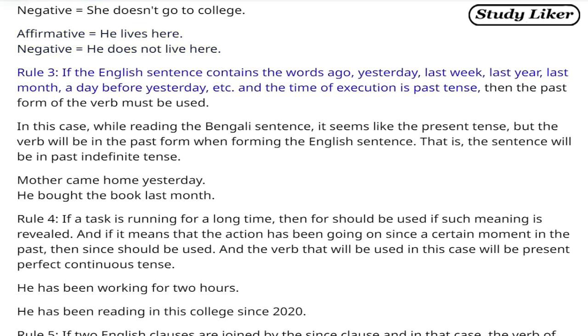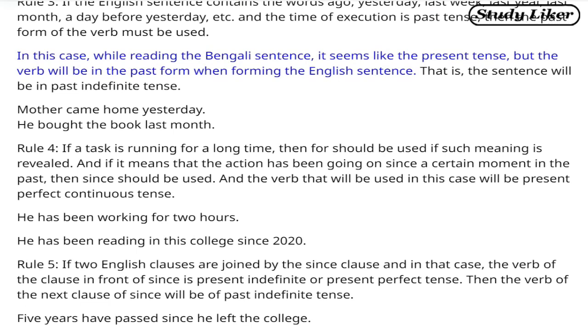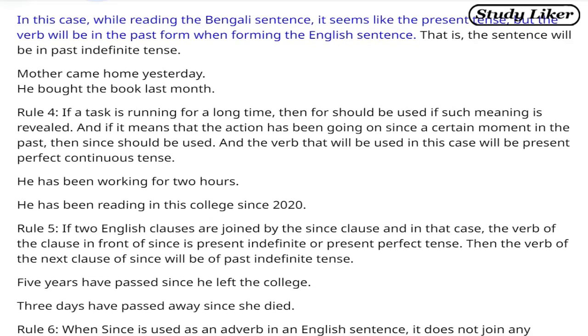Rule 3. If the English sentence contains the words ago, yesterday, last week, last year, last month, a day before yesterday, etc., and the time of execution is past tense, then the past form of the verb must be used. In this case, while reading the Bengali sentence, it seems like the present tense, but the verb will be in the past form when forming the English sentence. That is, the sentence will be in past indefinite tense. Mother came home yesterday. He bought the book last month.